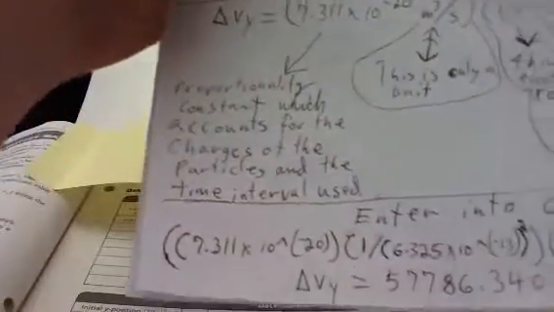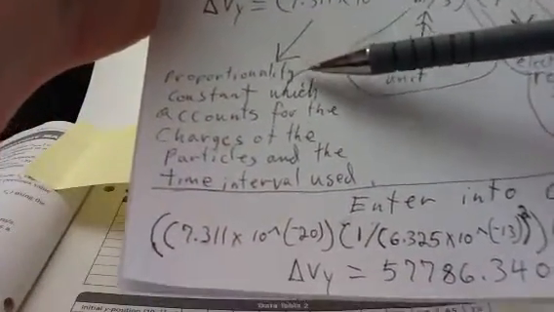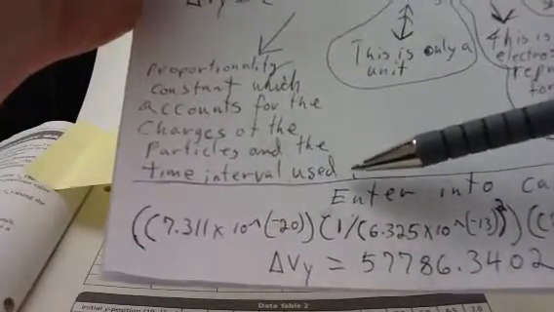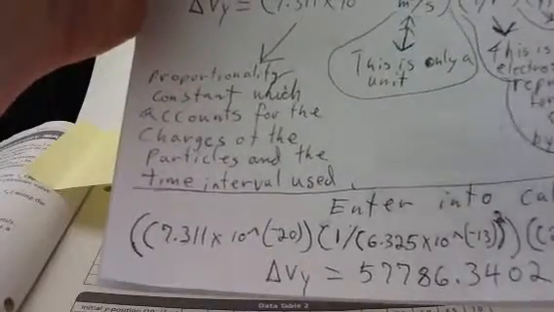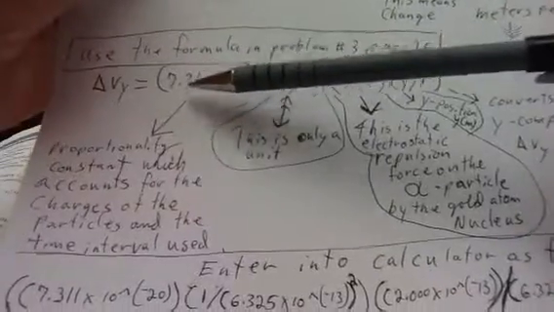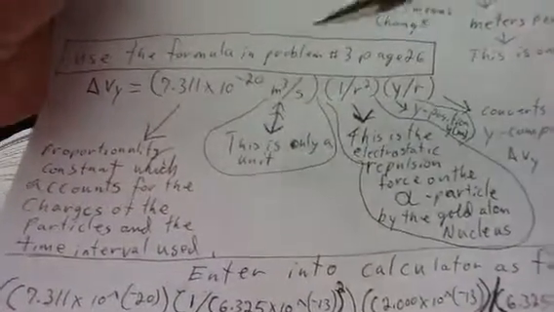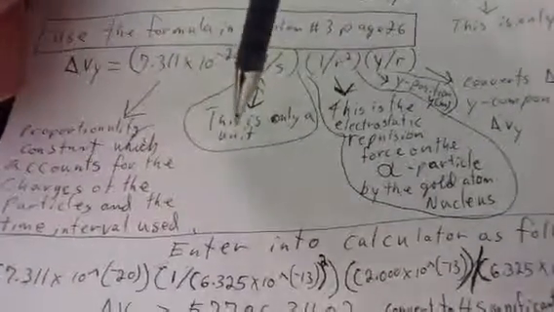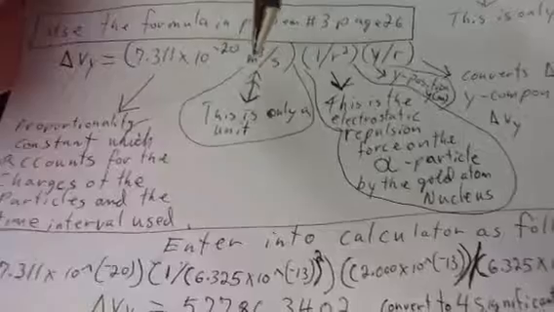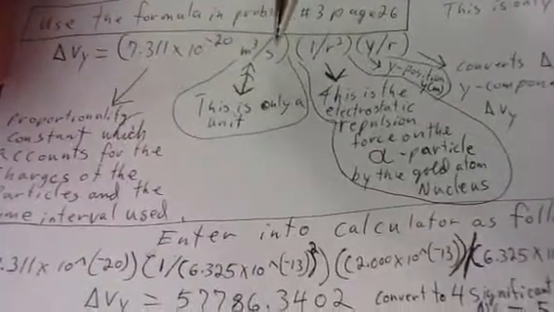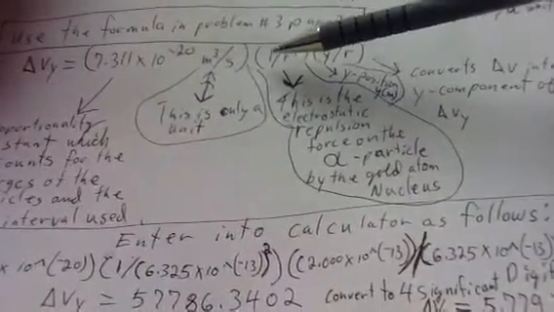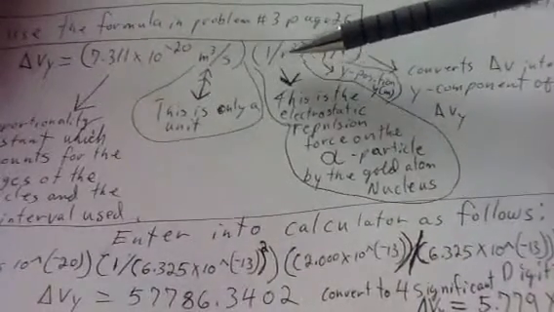Oh, here we go. Right here. This is the proportionality constant, which accounts for the charges of the particles and the time interval used. So this is represented here, 7.311 times 10 to the negative 20th. Now this right here is only a unit. This is meters cubed per second. Okay. And then we have multiplied by 1 divided by r squared.